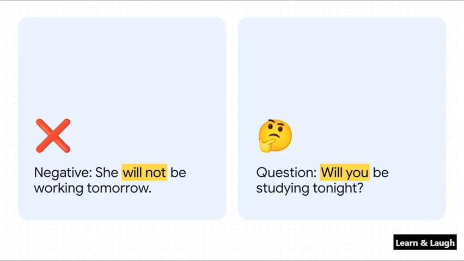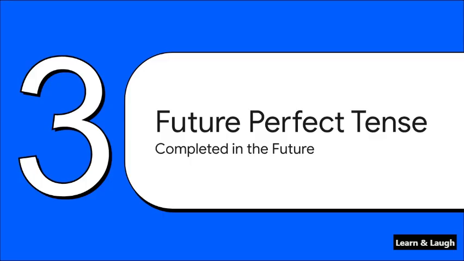It follows the exact same logical pattern we just learned. For the negative, just drop not right after will. She will not be working tomorrow. For a question, bring will to the front. Will you be studying tonight? Let's do another quick quiz. If your base sentence is he plays, how do you ask a future continuous question? Got it? Will he be playing? See? You completely know these rules already. You're just applying them to a slightly bigger formula. Let's move to section 3 and see how this builds.